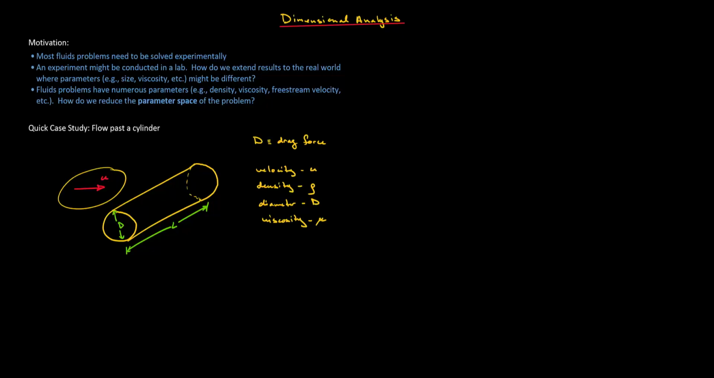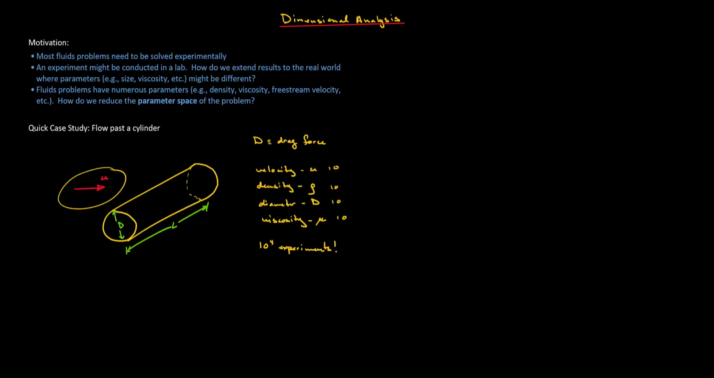Okay, so let's say we consider 10 values of these 4 parameters. So 10 values here, 10 values here, and so on and so forth. And we varied them independently. How many experiments would we need to run in order to capture all of these permutations? The answer is that we would need to run 10 to the 4 experiments. And let's be honest, no one has time for that. So can we somehow reduce the number of parameters?